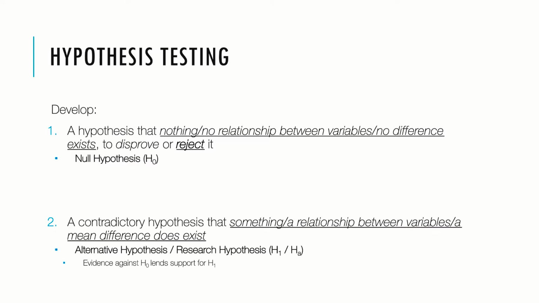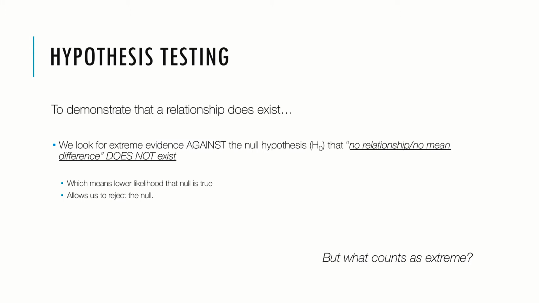So we think of a normal curve. In the middle, we're going to have the null hypothesis, and you're getting further and further away. On either side, right, you get closer and closer to the research hypothesis. As you tack on, you get further and further away from the null and closer to the alternative or research hypothesis. To demonstrate that a relationship does exist, like I've already said, to demonstrate that a mean difference or that something does exist, we look for what we call extreme evidence against the null. Extreme evidence that no relationship does not exist.